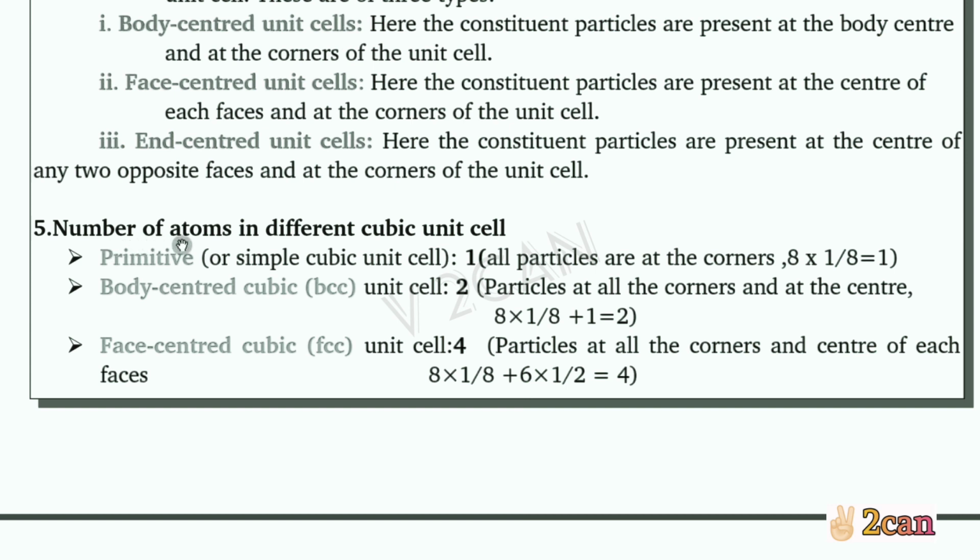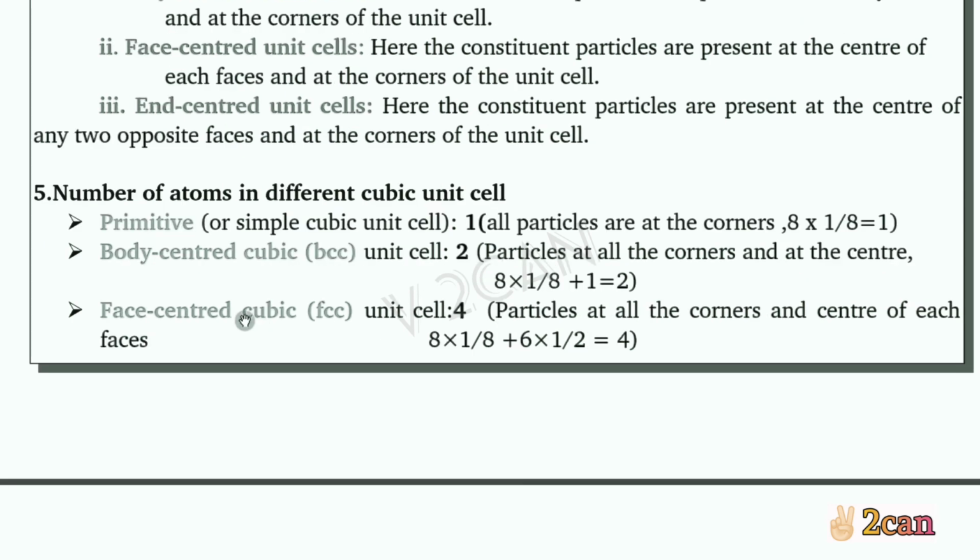Number of atoms in different cubic unit cells. Primitive, also known as simple cubic unit cell, it's 1. So we'll take it as 8 into 1 by 8, which equals 1. Next, for body centered cubic, it's 2. For that, there are particles at all corners and at the center. So this is 1 plus 1 equal to 2.